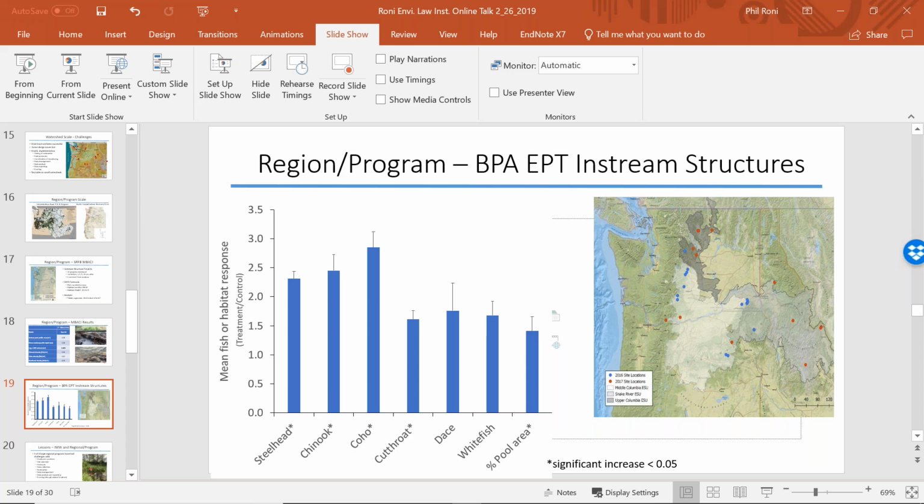The y-axis is the mean fish or habitat response, and the x-axis is just the different species of fish. And you can see in most cases, we saw significant increases in juvenile steelhead, juvenile Chinook salmon, juvenile coho salmon, juvenile cutthroat trout. They're about 2 to 3 times more of the fish in the restored reaches than the control reaches, the unrestored reaches. And that's pretty typical of what we've seen in coastal areas with other species for wood placement projects.